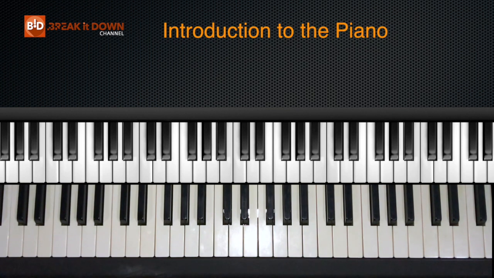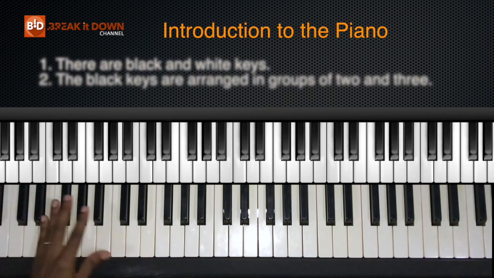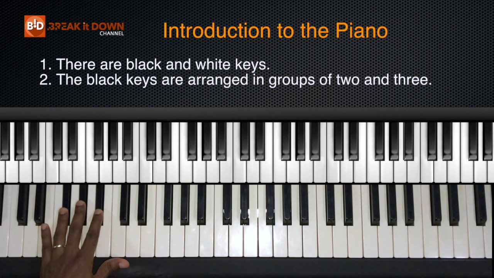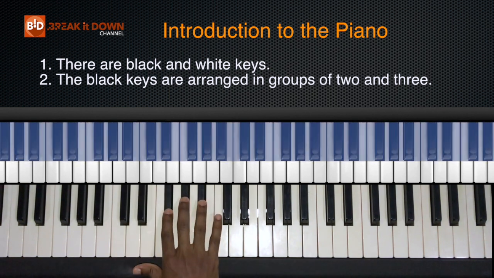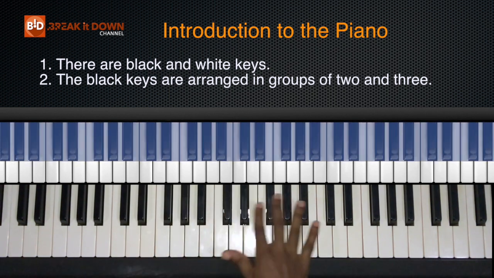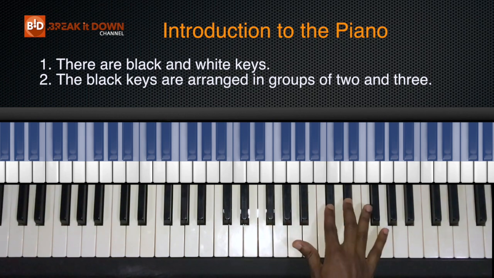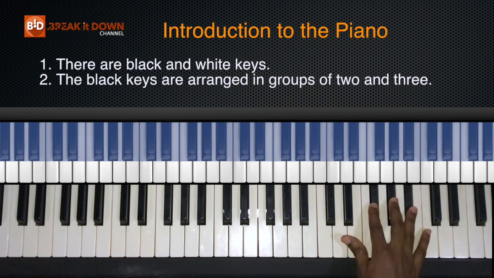At first glance, the keyboard looks like it's made up of several black and white keys. But let's take a closer look. Can you see a pattern? What do you see? I can see groups of 2 black keys and 3 black keys. And if you take a closer look, you can see that it's repetitive across the instruments. So you see 2 black keys, 3 black keys, 2 black keys, 3 black keys.